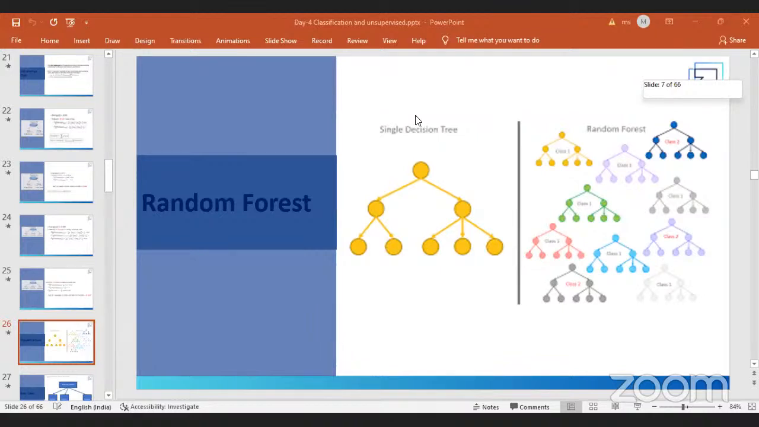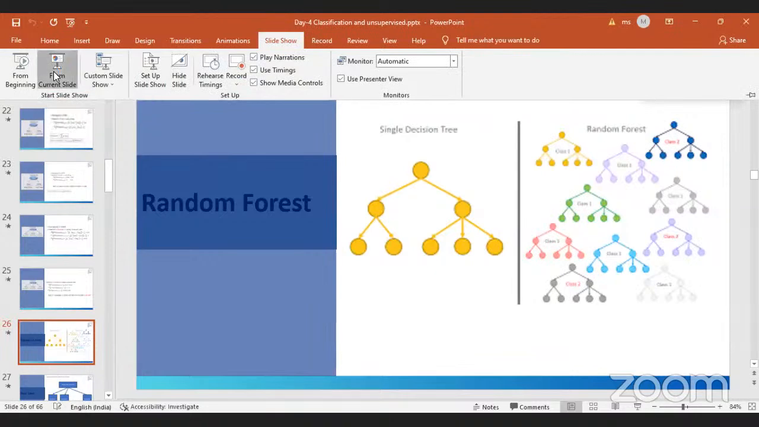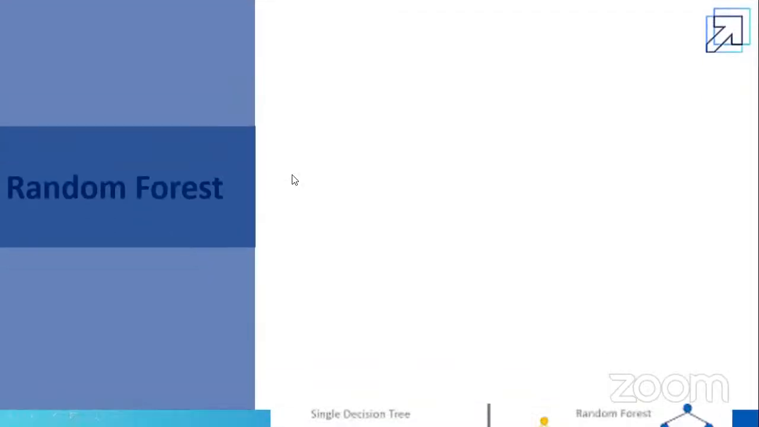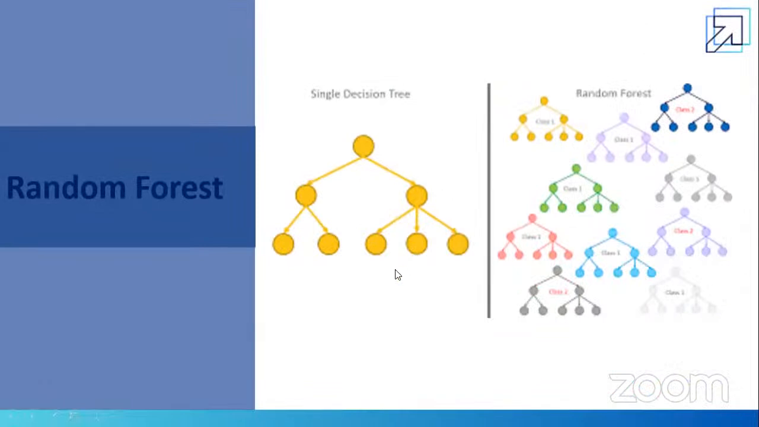So let us see this last algorithm for today. So we have this random forest. Random forest is the implementation of multiple decision trees. Here in random forest, we have this single decision tree and a decision is associated with this tree. So in random forest, we will have n number of these trees, and with every tree, a decision will be associated.